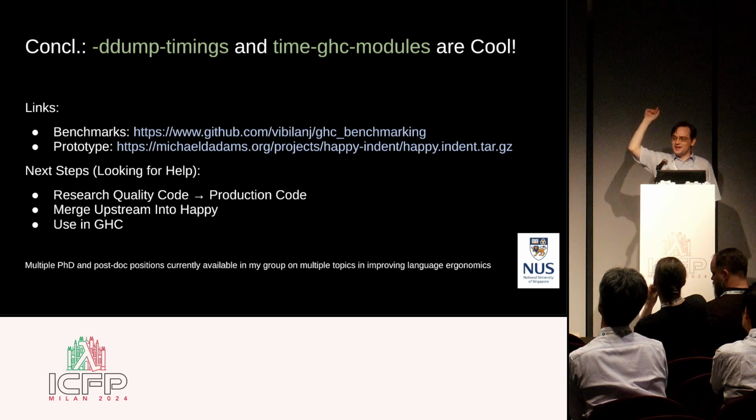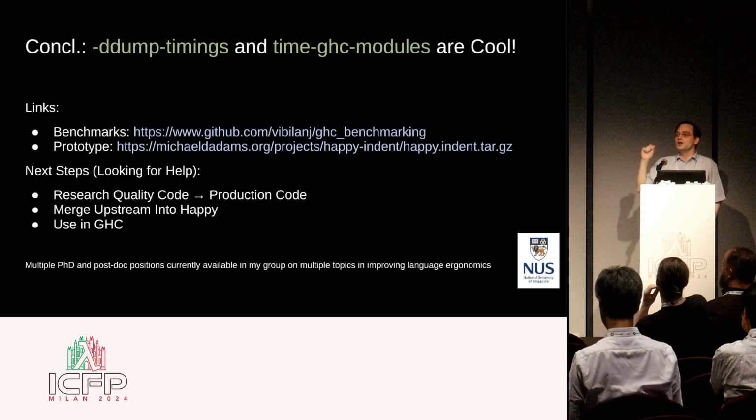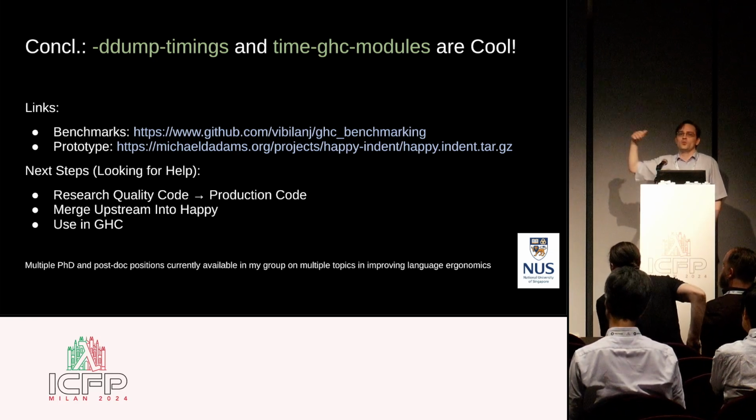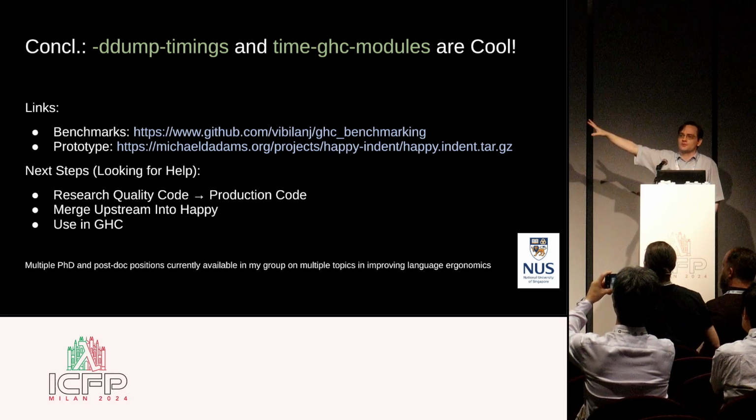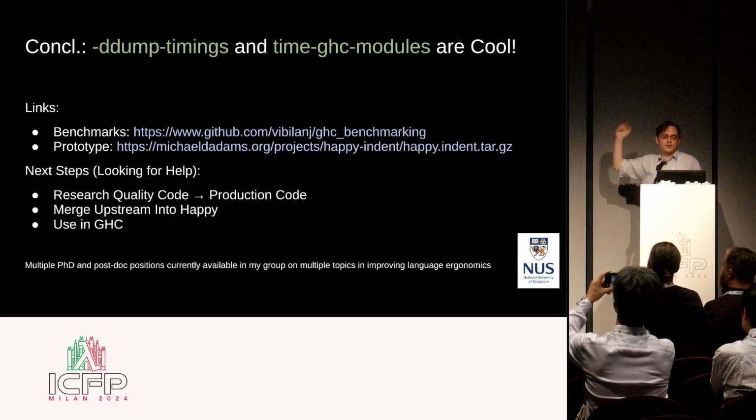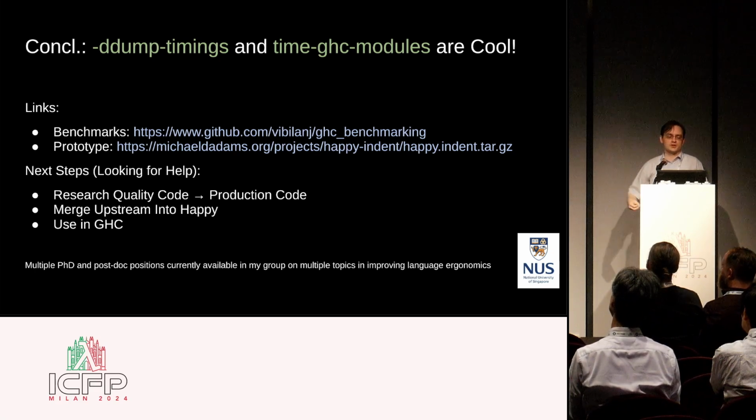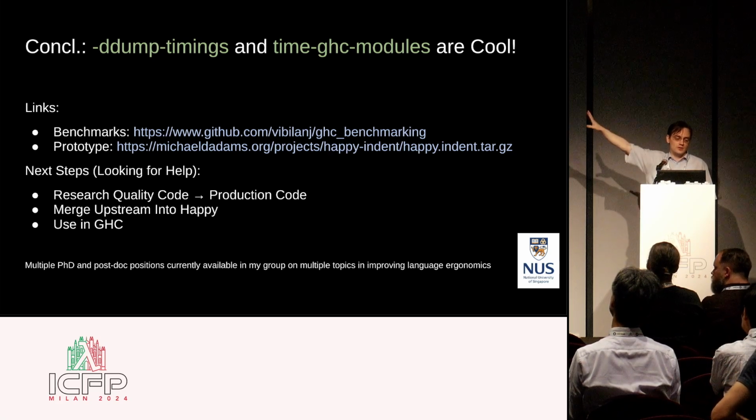Dump timings and time GHC modules are cool. They saved us so much effort, and if you're doing anything where you're like, I'm going to add this feature, will it hurt me? Where's the cost going? I absolutely recommend taking a look at those. We did some extra processing to aggregate numbers, and you can probably port that to other things beyond parsing. The code for that is available.